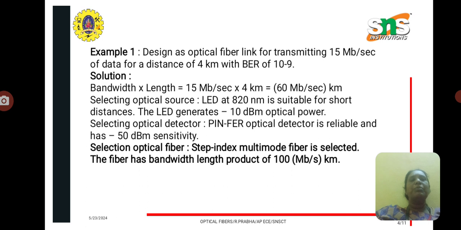So for the given problem, with the given bandwidth, distance and bit error rate, we first calculated the bandwidth length product and we selected an optical source as LED, and the optical detector, a PIN photodetector, because it is reliable and has only minus 50 dBm sensitivity. After that we selected the optical fiber type. Step index multimode fiber is selected, and the fiber has a bandwidth length product of 100 megabits per second kilometer.